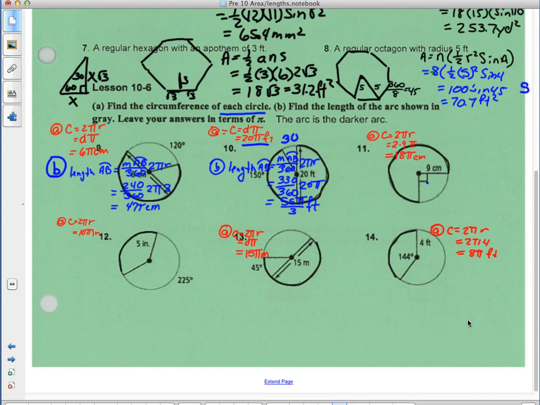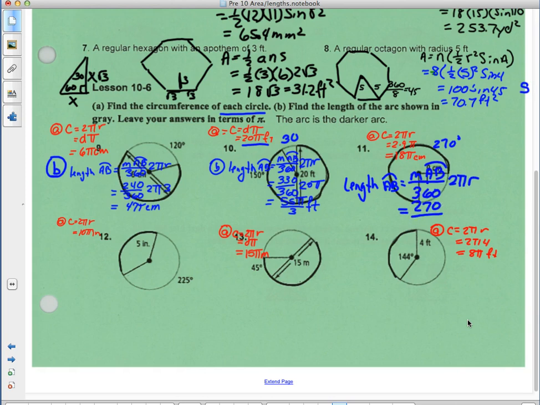I've got 90 there, and the remainder of this is 270. So 360 minus 90 is 270. So my arc I'm going to be working with is 270 degrees. So my length of arc AB is equal to my measure of AB over 360, 2 pi r. And we already found 2 pi r, that's 18 pi.